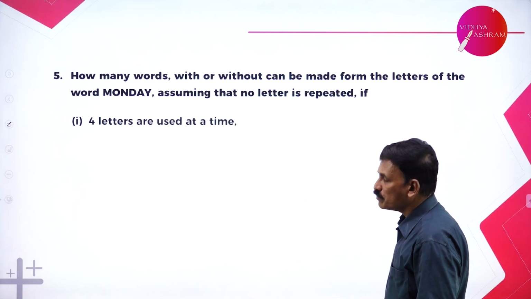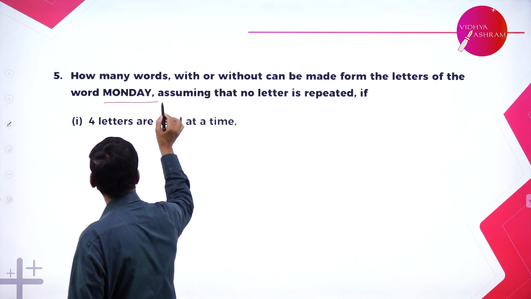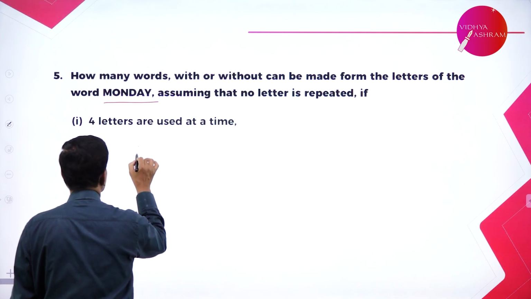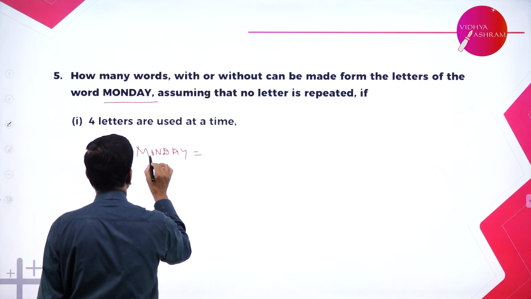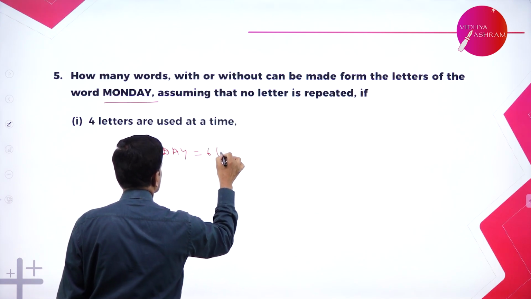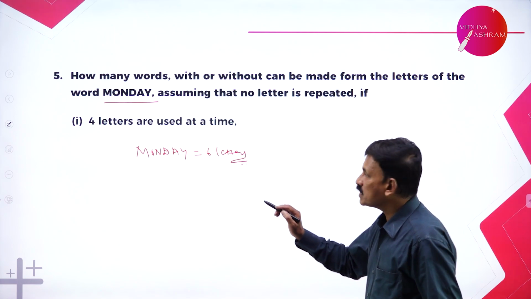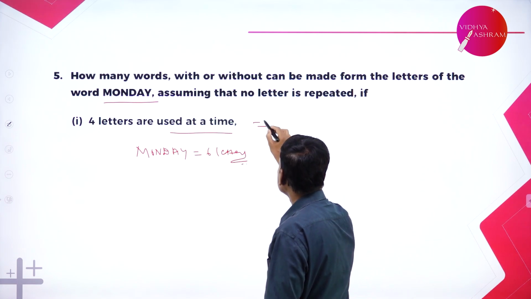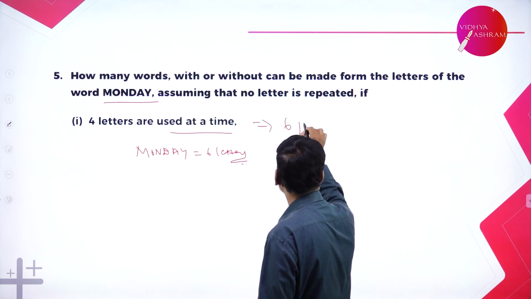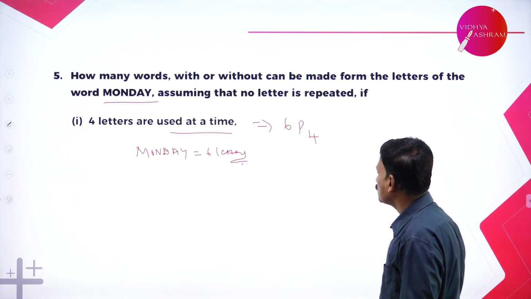Let us find out how many letters are there in the word Monday. This contains 1, 2, 3, 4, 5, 6 letters. What is the first condition? 4 letters are used at a time, which implies out of 6 we are going to take 4. That's all. So the required arrangement is equal to 6p4.